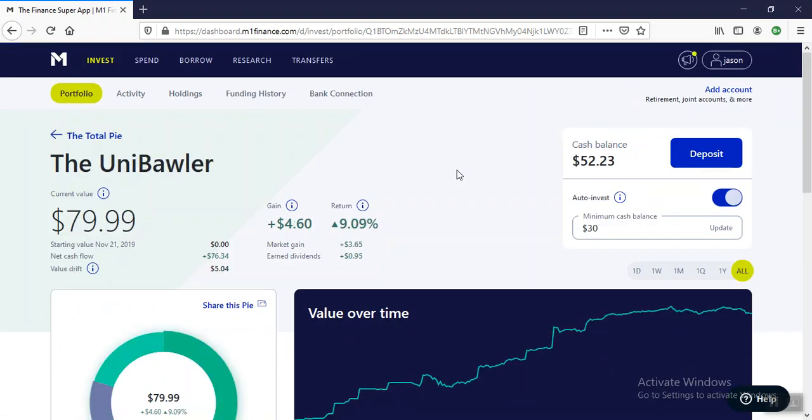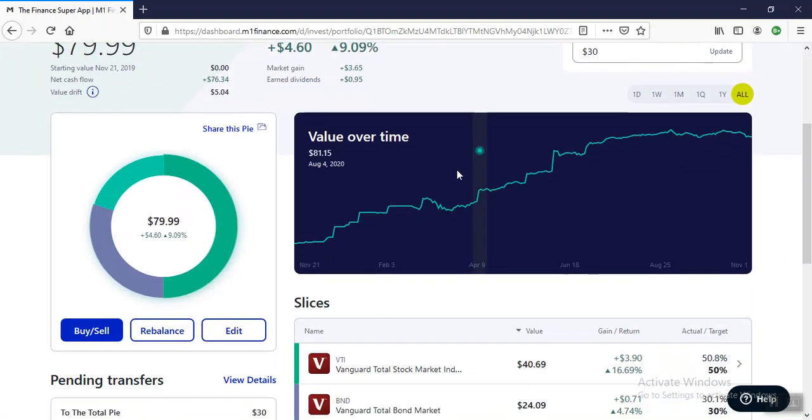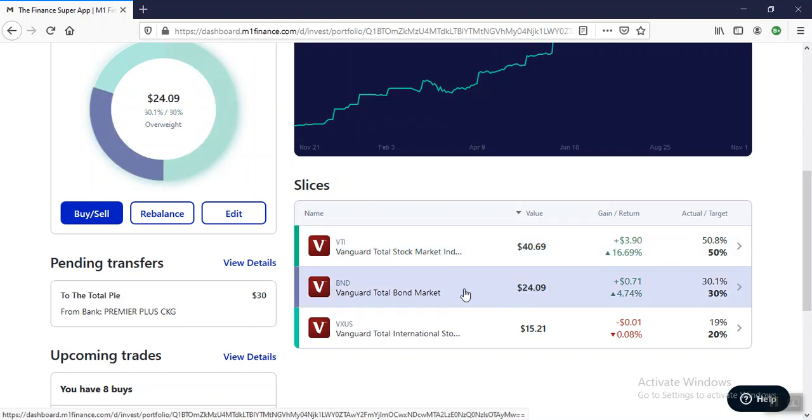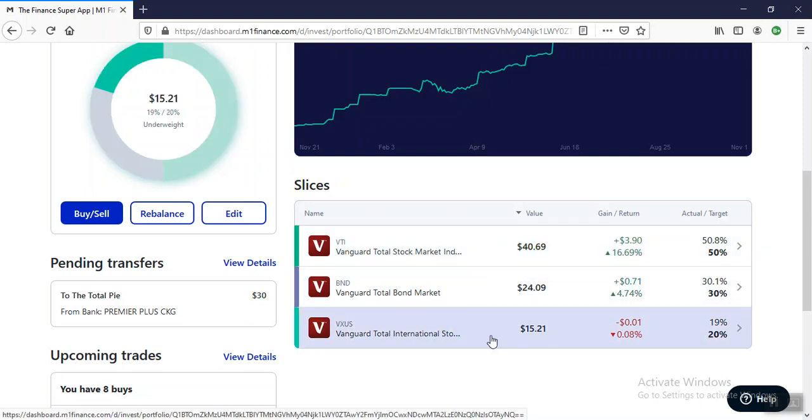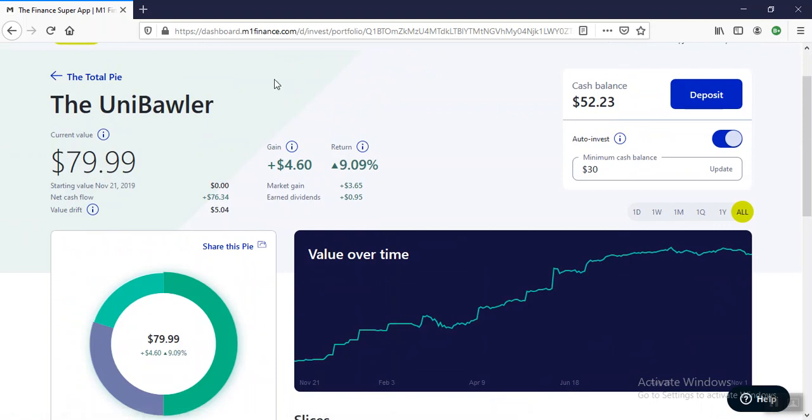Then we'll go to the Uniballer. That's up 9.09%. Total stock market, total bond market, total international market.